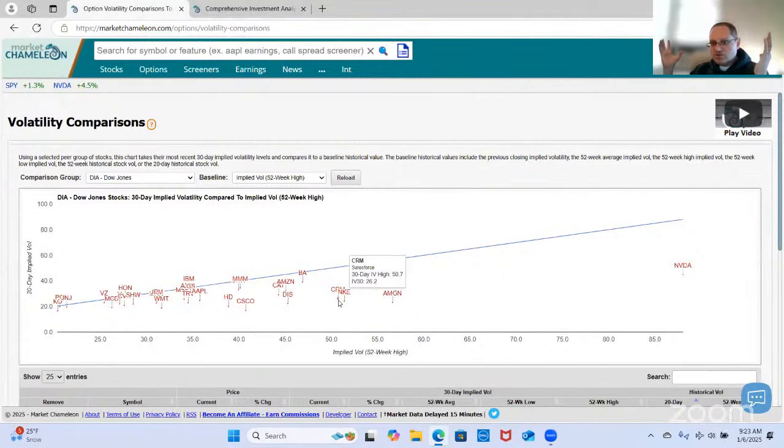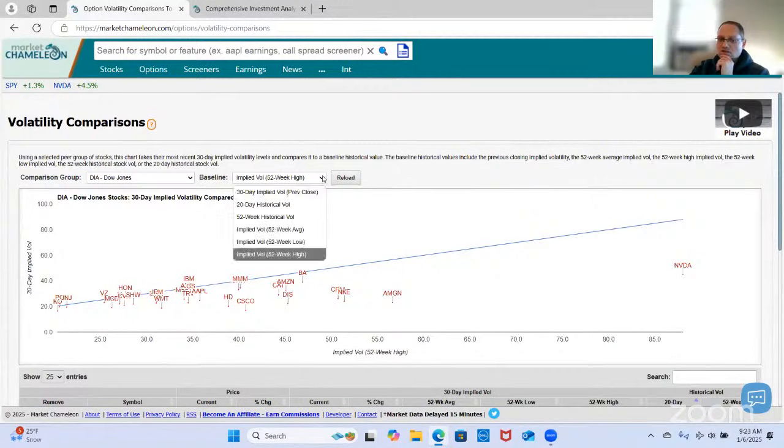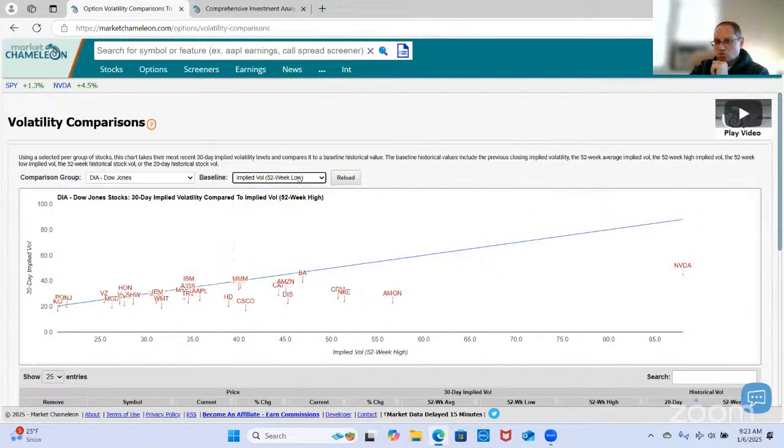What about the 52-week low? Are any of them near its 52-week low, where the volatility got crushed and it looks like, whoa, it's way lower than all the other ones? Let's see if that's happening anywhere. So I'm going to take the implied volatility and let me see the 52-week low line and how close each one is relative to its 52-week low.